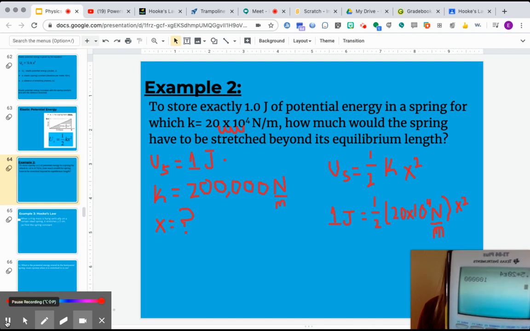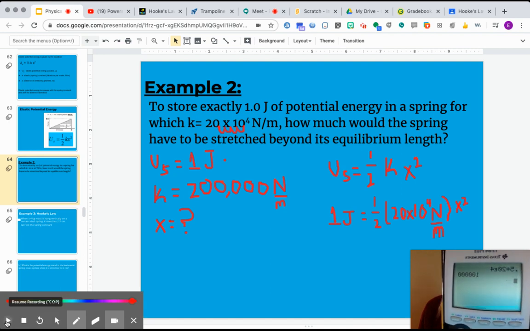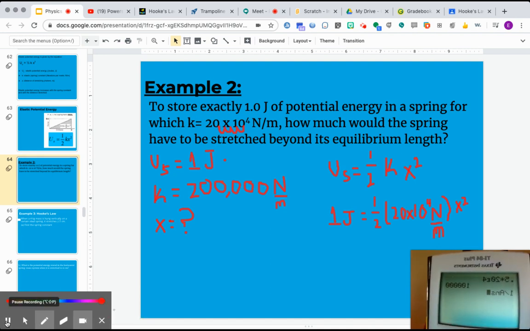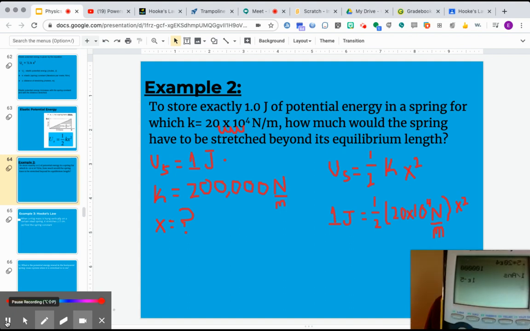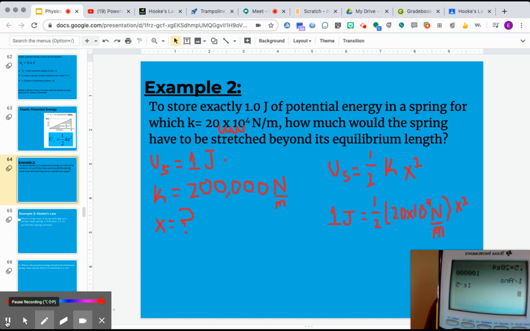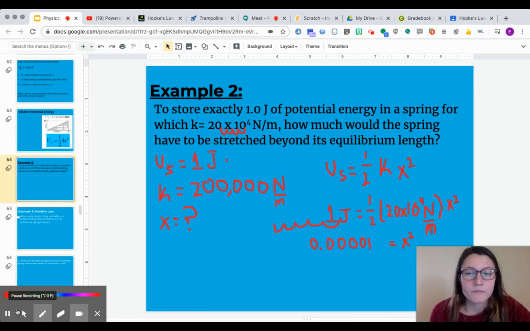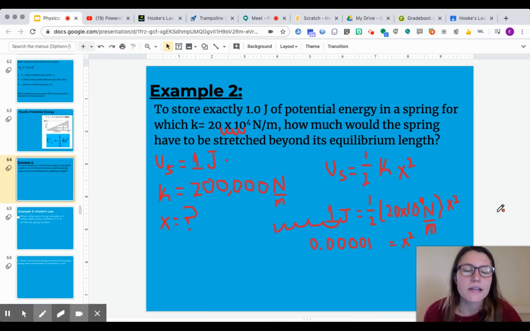I now need to divide both sides by that value. So I'm going to take 1 joule divided by 100,000, and I get 1 times 10 to the negative 5, which you can either leave in scientific notation or write it out. We'd have 0.00001, in case you move the decimal place to the left 5 times. That's equal to x squared.